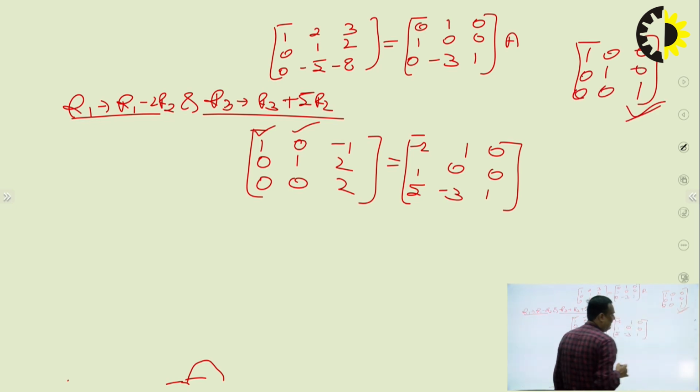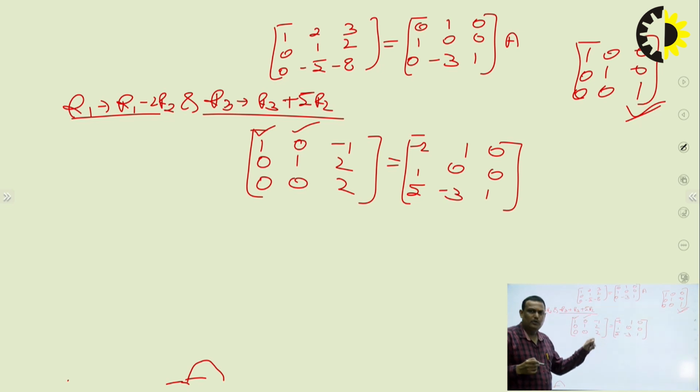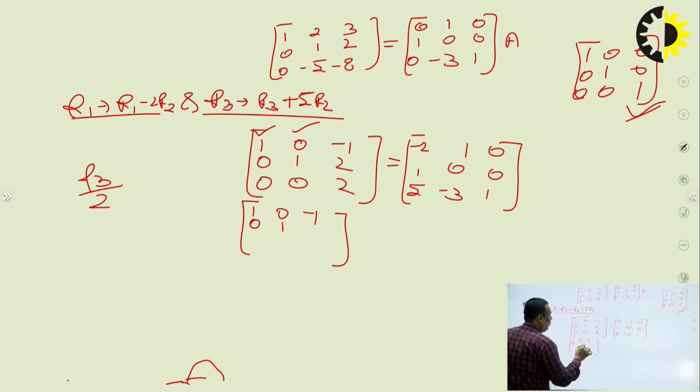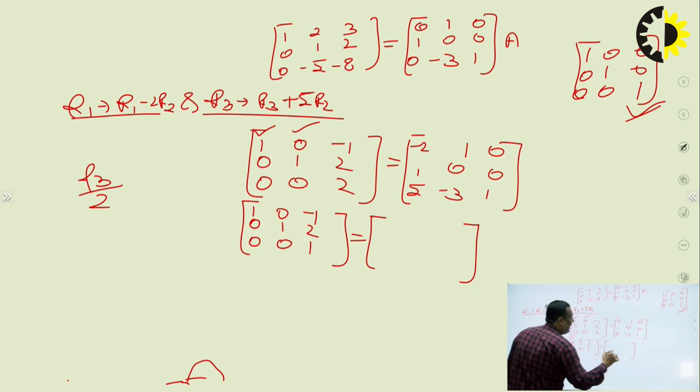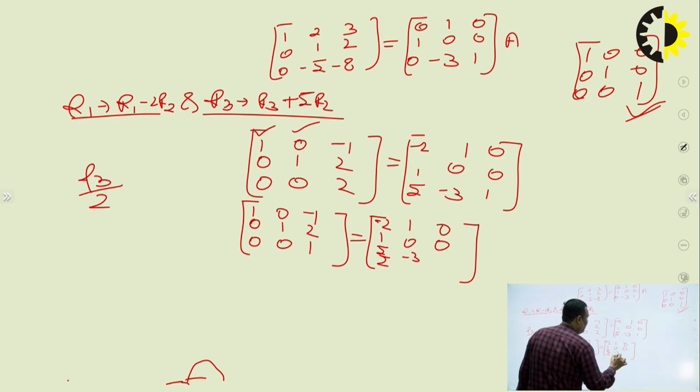The last entry A33 should be 1. Is it 1? No, it is 2. So what will be done? If we divide R3 by 2, it is 1. So using the operation R3 by 2, this will be 1 0 minus 1, 0 1 2, 0 0 1. The same operation is applied on the right hand side: minus 2 1 0, 1 0 0, 5 by 2, minus 3 by 2 and 1 by 2.